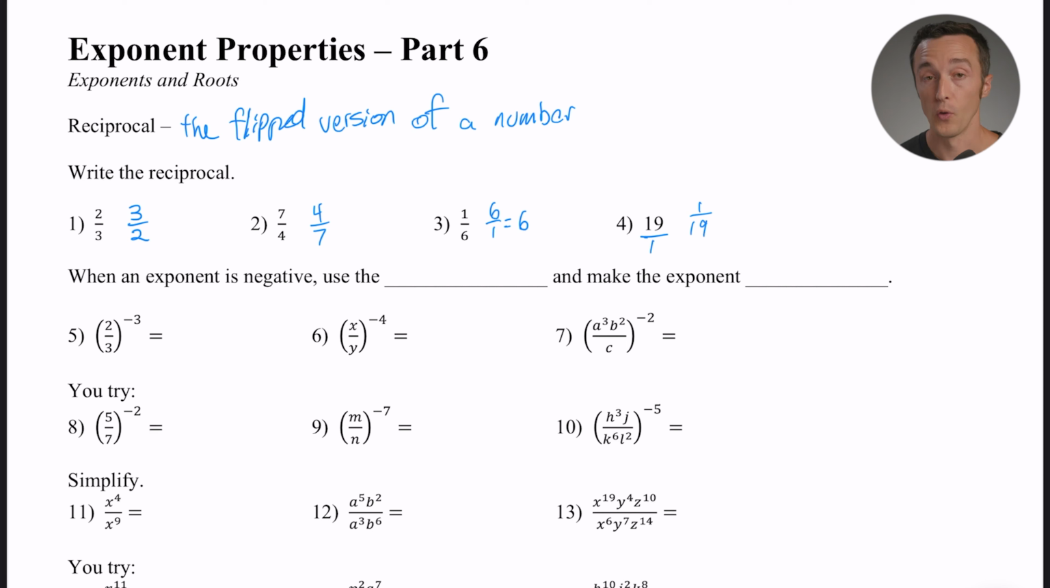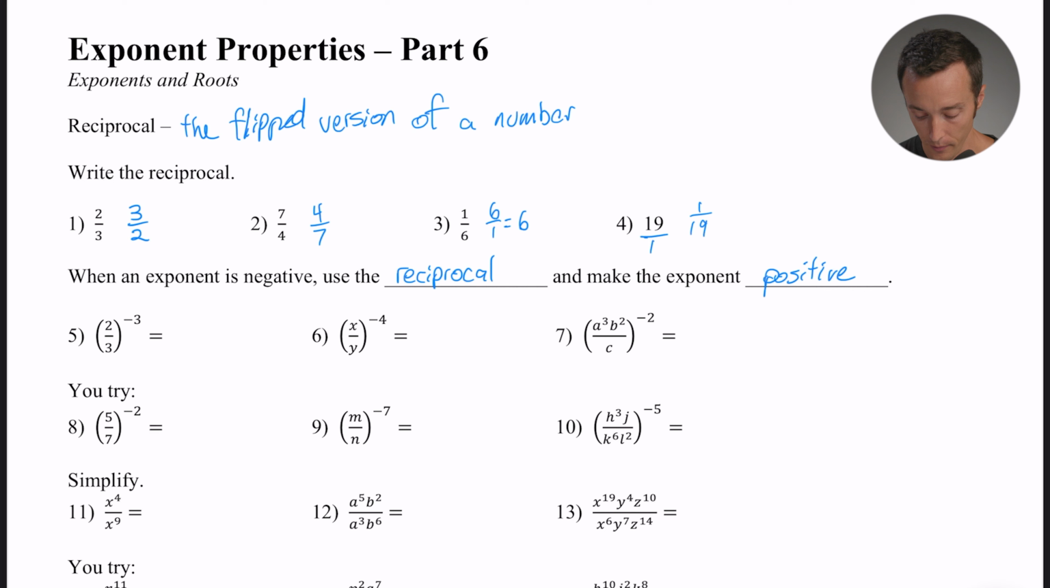Okay, so for the rule today, I'm going to show this to you a little bit differently than we did in the previous videos. Let's just do this fill in the blank. It says when an exponent is negative, we want to use the reciprocal and make the exponent positive. And I just want to walk you through what that looks like in an actual example.